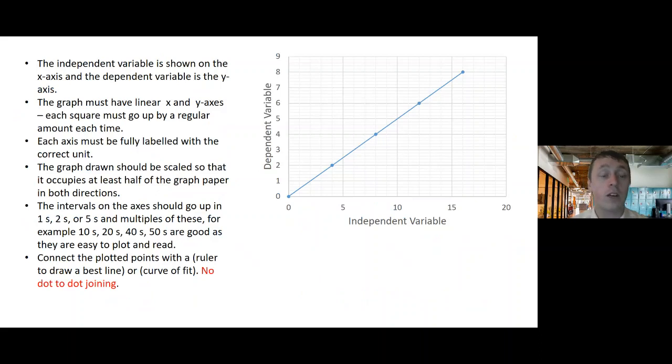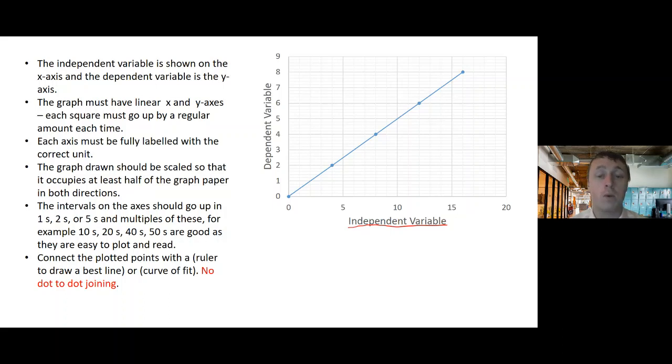So first of all, let's look at a simple graph. Here we have a nice easy graph, and as you can see, the independent variable is what has been written on the x-axis. We write that there because the independent variable is the variable that we should be changing. The dependent variable is the one that depends on the thing that we change.